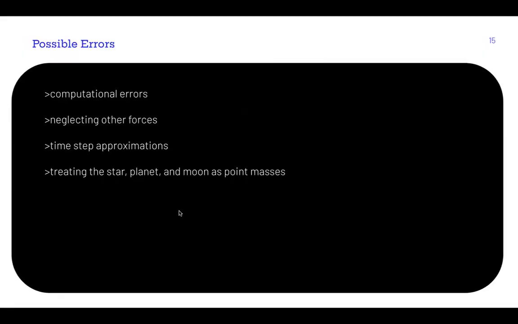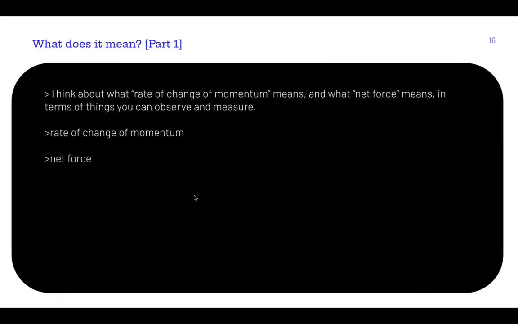Now for the conclusion, some possible errors that could have occurred were computational errors, neglecting other forces, time stepping approximations, and treating the star, planet, and moon as point masses. Now, what does this mean? We have to think about what rate of change of momentum means and what net force means in terms of things you can observe and measure.